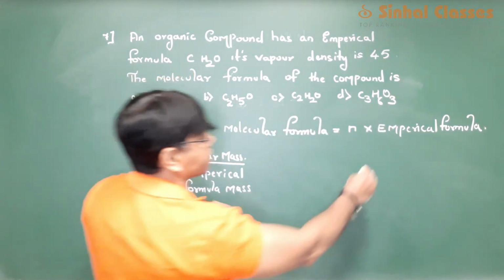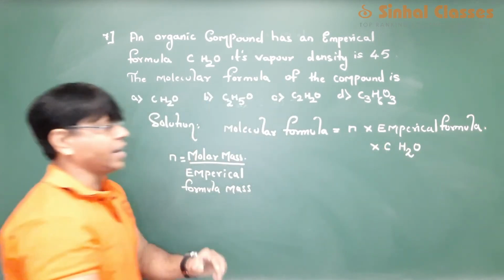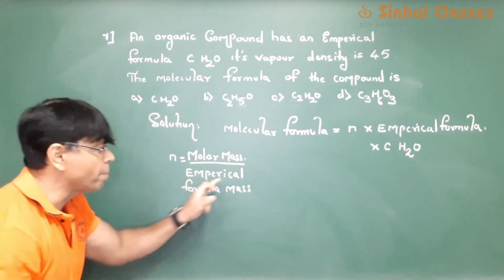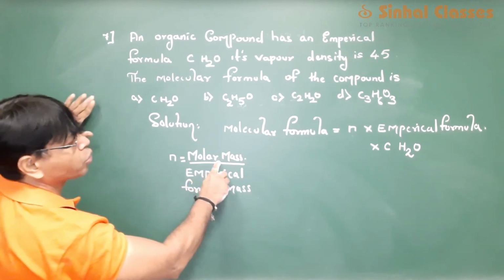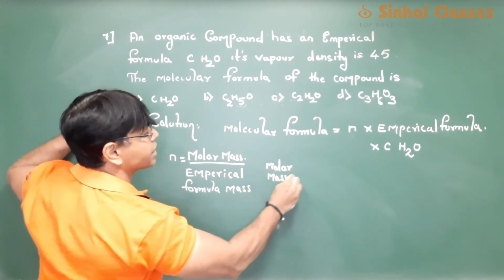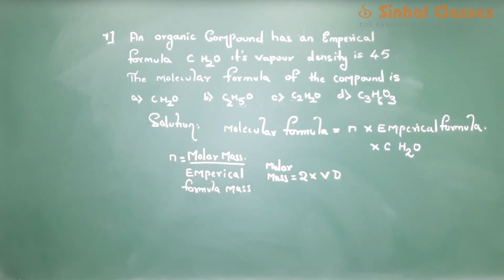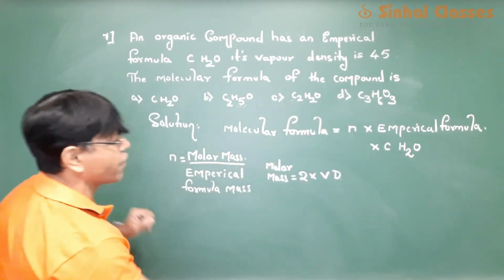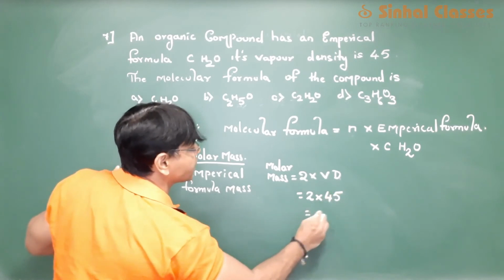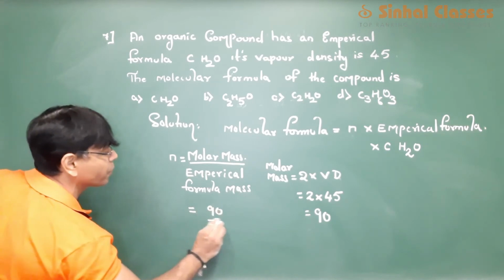Empirical formula is given to me. It is CH2O. What I require is only N. But for N I want molar mass and I want empirical mass. So let us see how to get molar mass. Molar mass is equal to 2 into vapor density. Vd is vapor density. Vapor density is given to me, 45. So it is 2 multiplied by 45, that is 90. So I got my molar mass as 90.